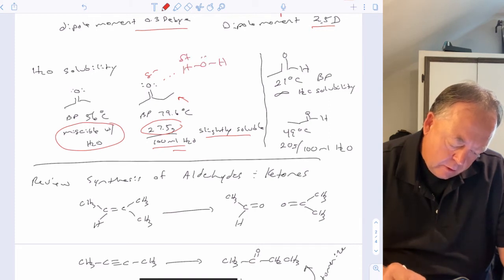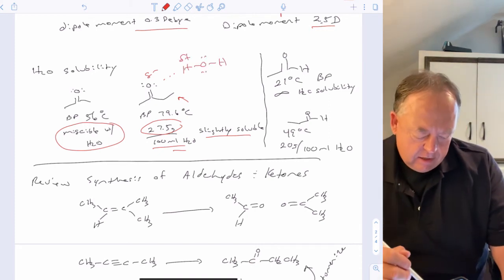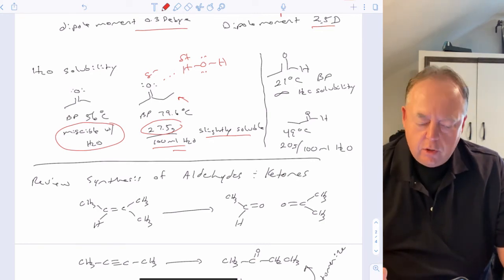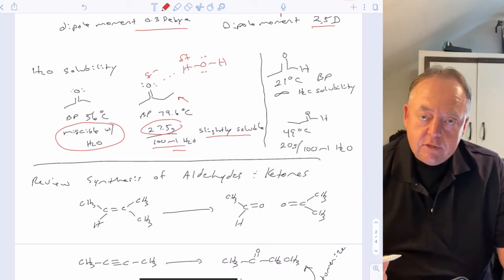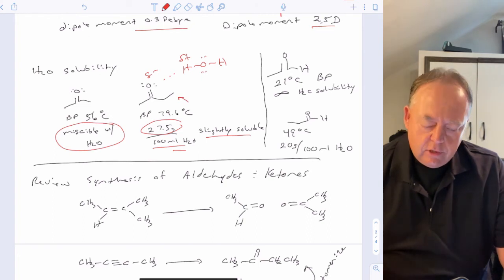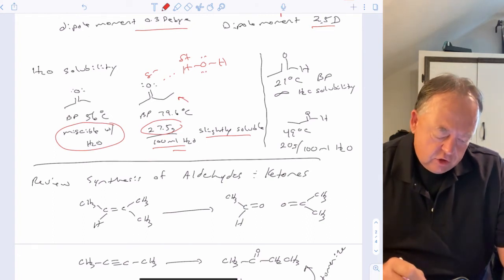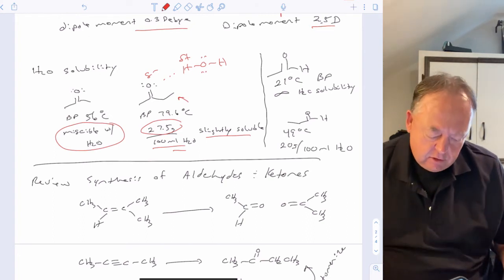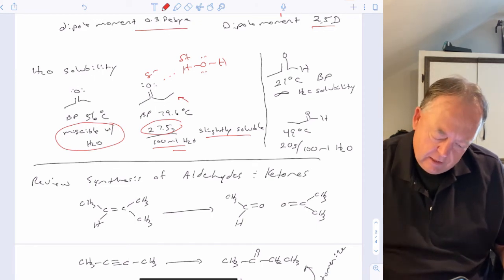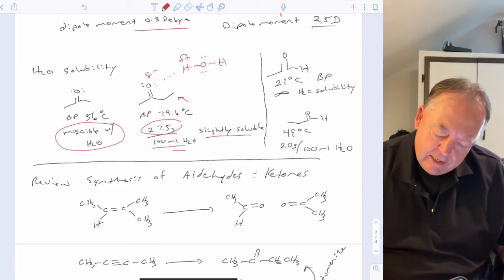Water can provide the partial positive hydrogen, and the aldehydes and ketones have oxygens with lone pairs, so they can make hydrogen bonds to water, so that will give it some solubility. But as the carbon chain increases, the solubility starts to fall off rapidly. So you see the similar with aldehydes.